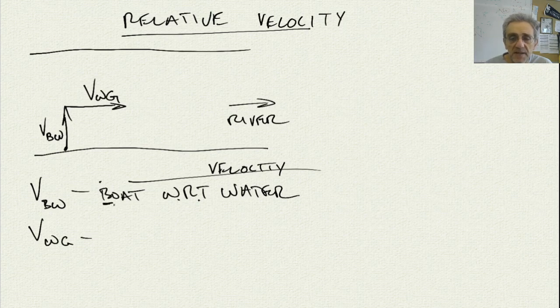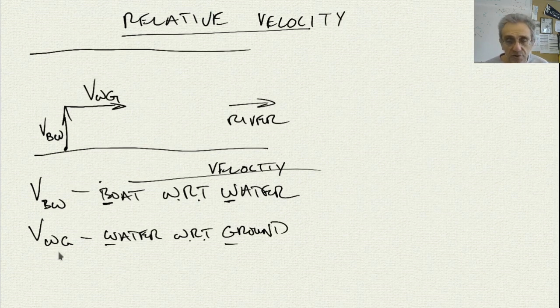Notice this is the B and this is the W. That's where this B and W comes from. Now this one is the water with respect to the ground. And that's where the W and the G come from. Those are the subscripts. Okay? And finally, and I'll draw this one in a different color, I'll say this.